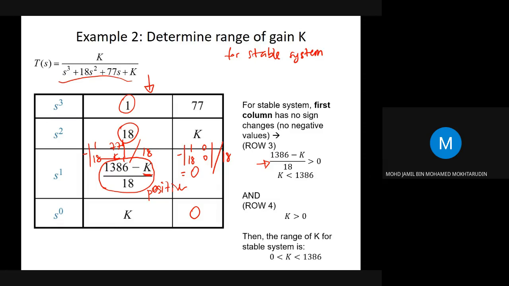And then in row S0, you have K here. So for stability, K must be positive. So K must always be bigger than 0. Then you combine the two ranges here. So the range of K for a stable system is from 0 until 1386.